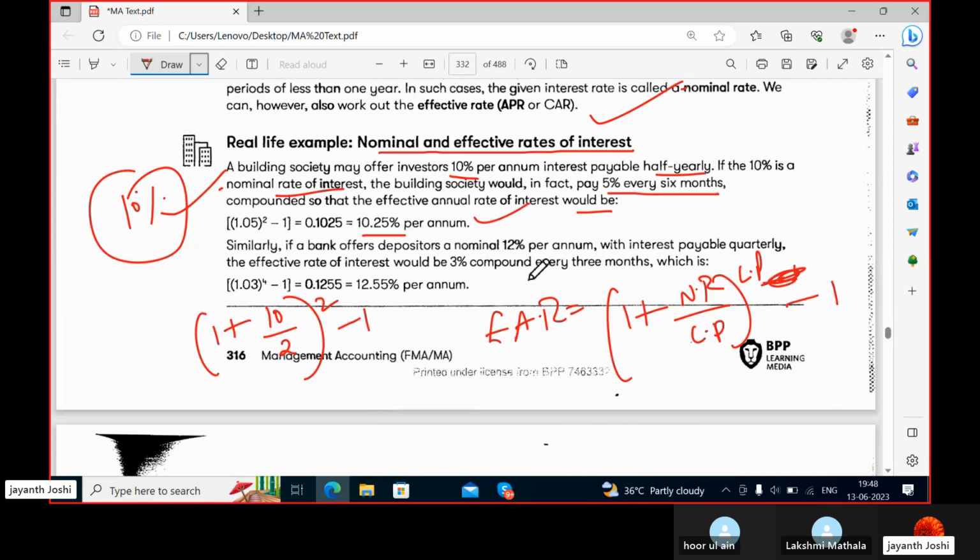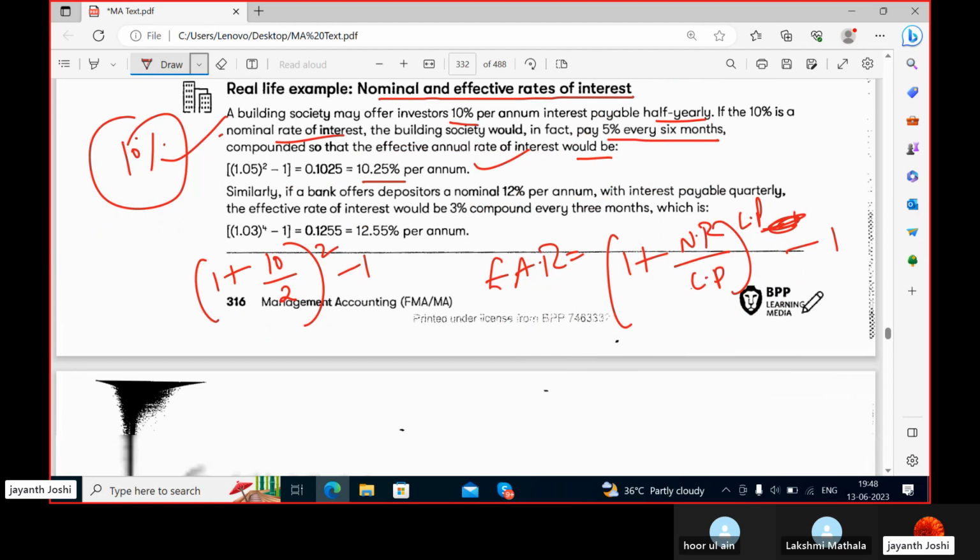Second one is they have given 12% per annum interest payable quarterly. So 1 plus 12 by, there are how many quarters in a year? 4 quarters, whole power 4 minus 1. Do this too, you'll get these answers. And at the end, you have to multiply with 100 to convert into percentage. Fast. Done with this, we'll go for the next one.